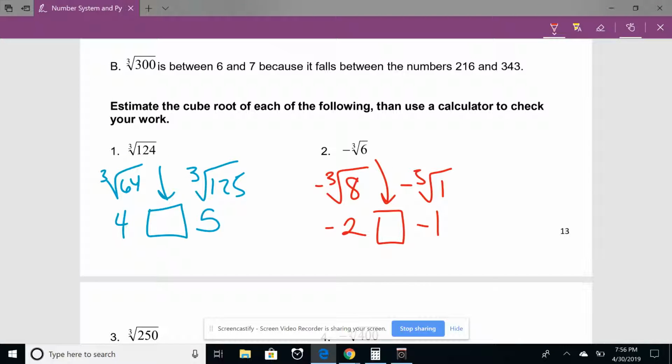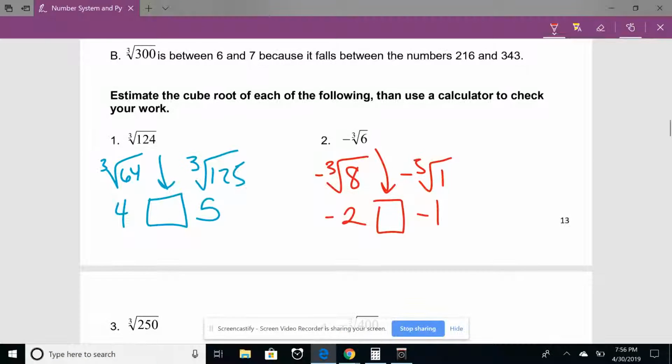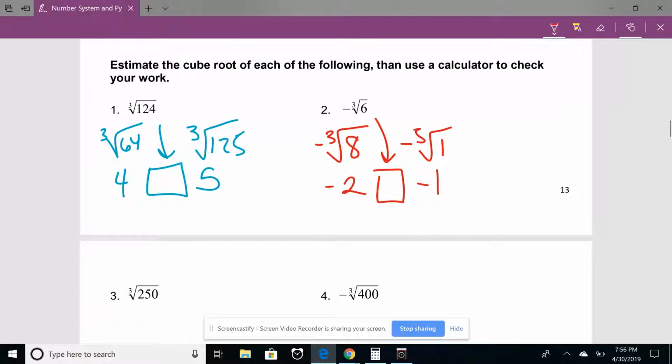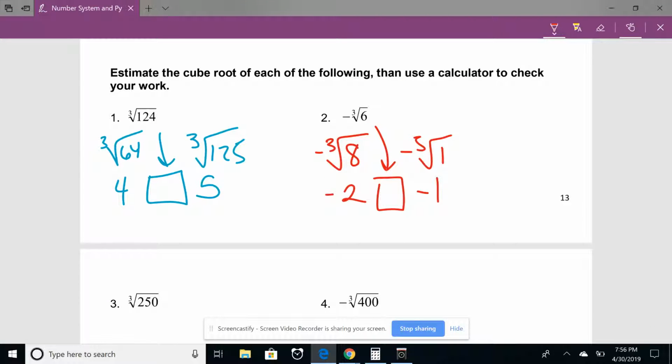So again, it's a similar process to how we found the square roots, just with the cube roots. You just have to be careful with the button scheme. Thank you for watching today's video. If you have any questions, let me know in class.